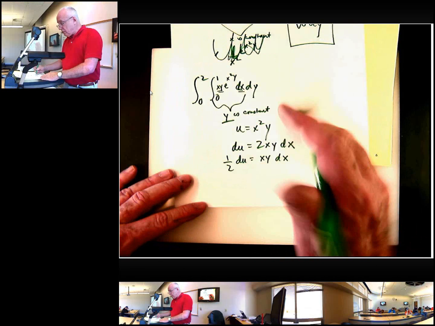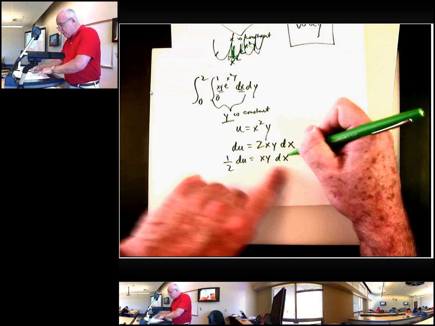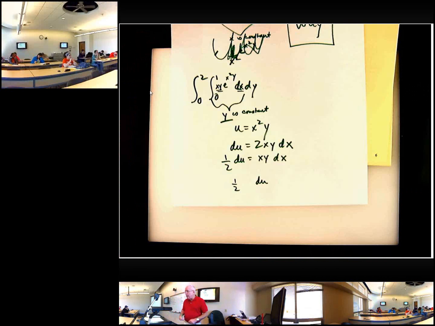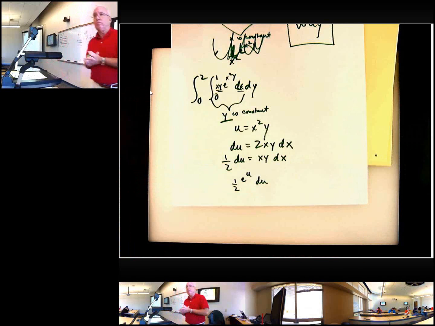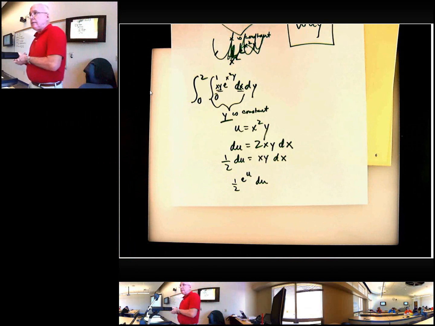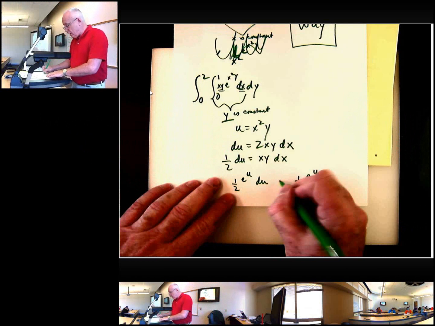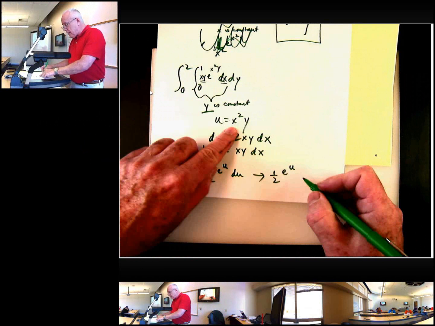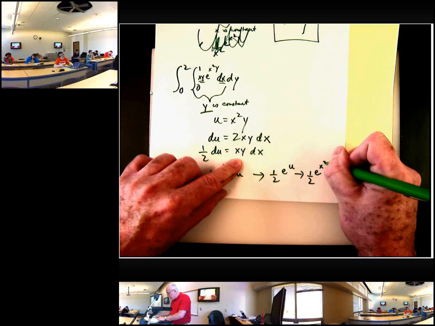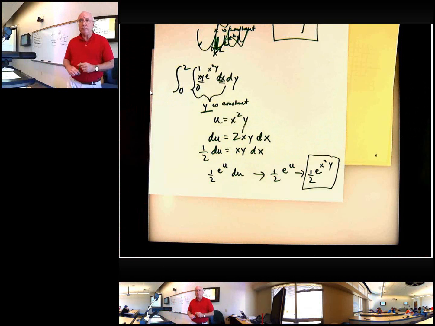Well, let's just figure out what your antiderivative is. Let's do the substitution. xy dx is going to be replaced by 1/2 du. e to the x squared y is going to be replaced by e to the u. So when you do your substitution correctly, you end up with a very simple item to integrate. The antiderivative, of course, is 1/2 e to the u, and then we just get our variables back. So our antiderivative here is 1/2 e to the x squared y. That's our antiderivative of the inside. And then you go from there.